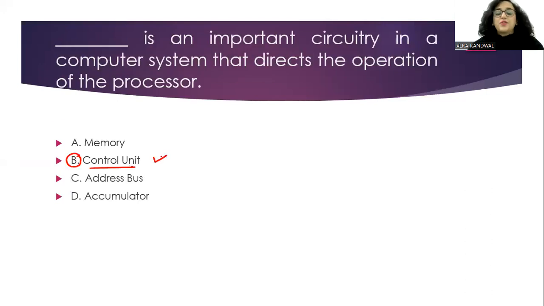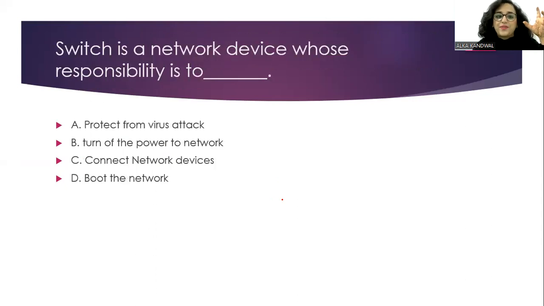So yes, control unit is an important circuitry in a computer system. जैसे कि ALU होता है, arithmetic logic unit, control unit. So these are very important parts. ALU क्या करता है कि सारे arithmetic logical operations को करता है, एंड कंट्रोल यूनिट डायरेक्ट करता है कि कौन से इंस्ट्रक्शंस को कहां भेजना है. ऑल दीज थिंग्स, operations of the processor is controlled by the control unit. It is also known as CU, control unit.